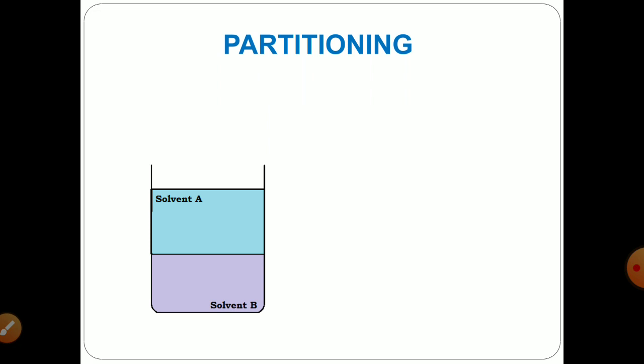So let's see what partitioning actually stands for. On your display you have again two solvents, solvent A and solvent B. Again these two solvents are immiscible, or they might be miscible, but the important thing is the difference in their polarity. Suppose you have one aqueous solvent and a second one as organic solvent. Now to this mixture I am pouring a solute which is highly polar.